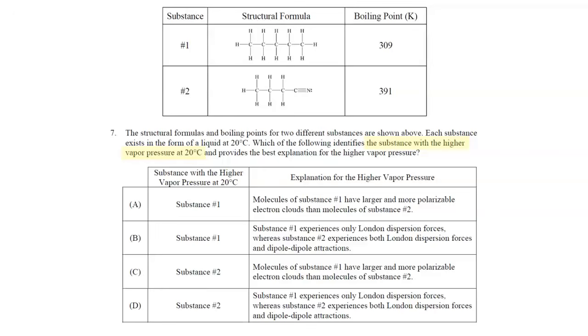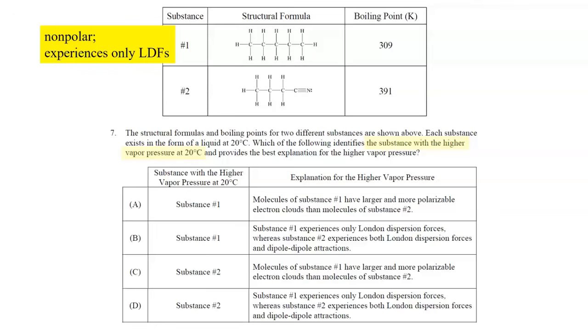So the first thing I'm going to do is classify each of these molecules as either polar or nonpolar, starting with substance number 1. I can see that that structural formula has a lot of symmetry. Everything is balanced, and all of the bond dipoles in substance number 1 would cancel out. So substance number 1 is classified as a nonpolar molecule because of the symmetry of that structural formula. Therefore, substance number 1, being nonpolar, can only experience London dispersion forces as attractive forces between neighboring molecules.